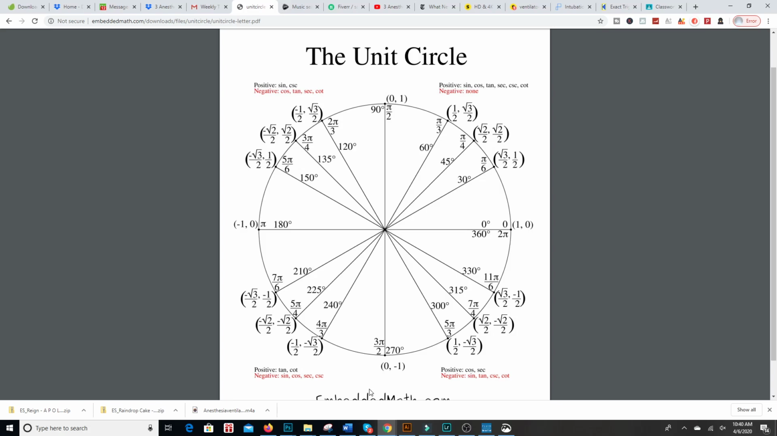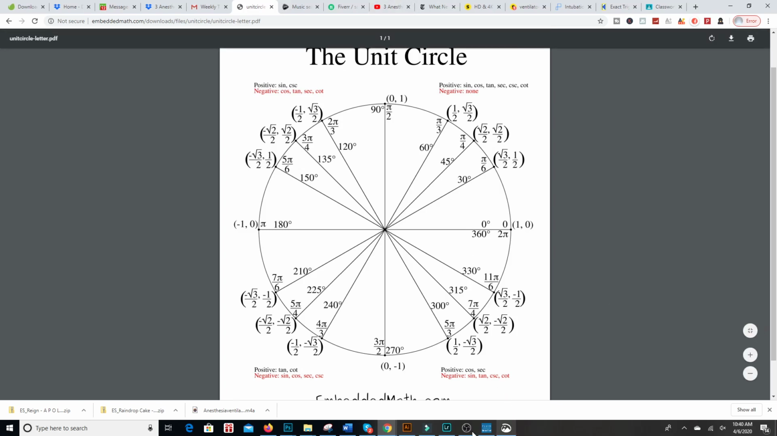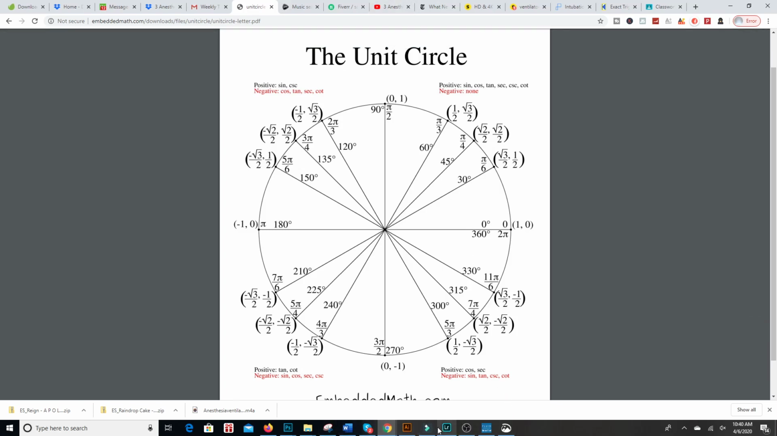Okay, so I'm left with negative radical 2 over 2 and negative radical 2 over 2. Check for where 225 is at. It's negative radical 2 over 2 and negative radical 2 over 2. Okay, so let's go back to FluidMath.